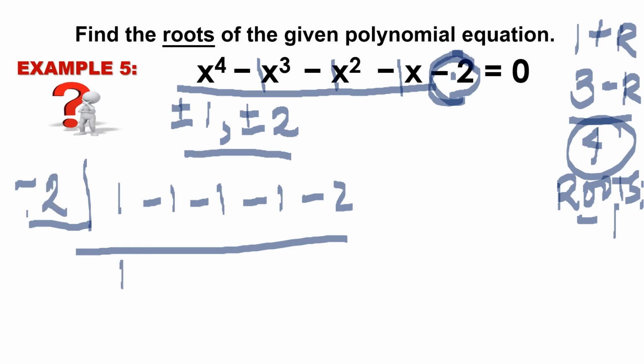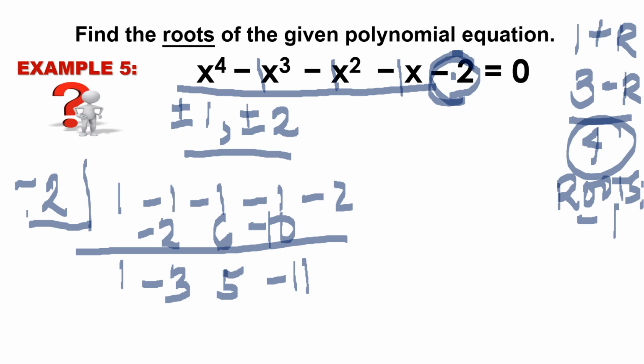Bring down 1. 1 times negative 2 is negative 2. Negative 1 plus negative 2 is negative 3. Times negative 2, positive 6. Negative 1 plus 6 is 5. 5 times negative 2 is negative 10. Negative 1 plus negative 10 is negative 11. Times negative 2 is positive 22. So it cannot be. Negative 2 is not accepted.